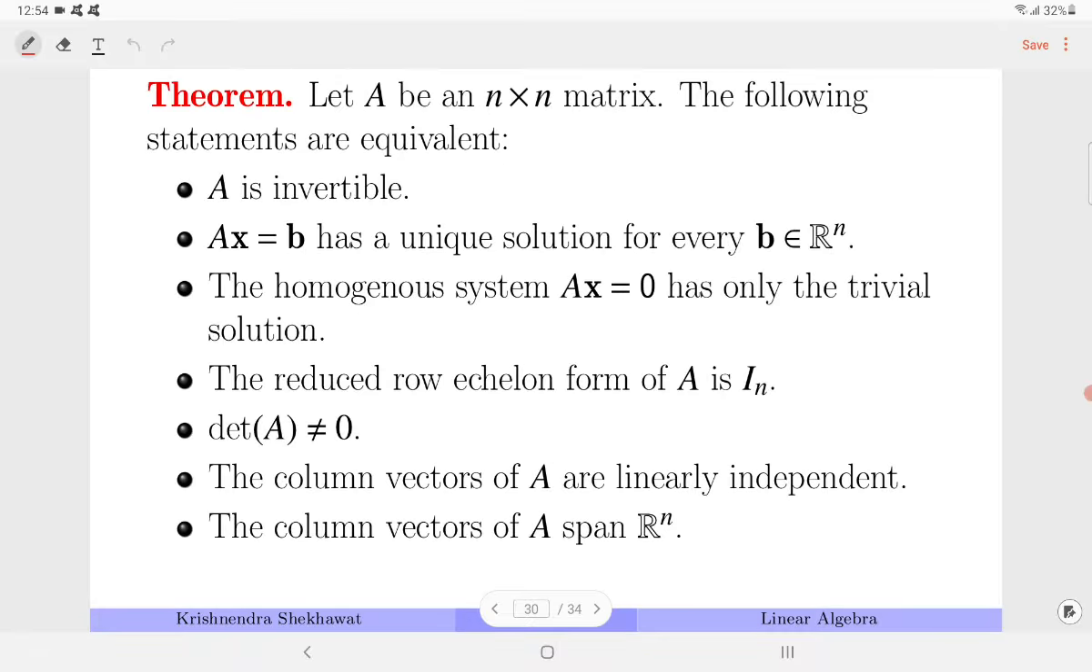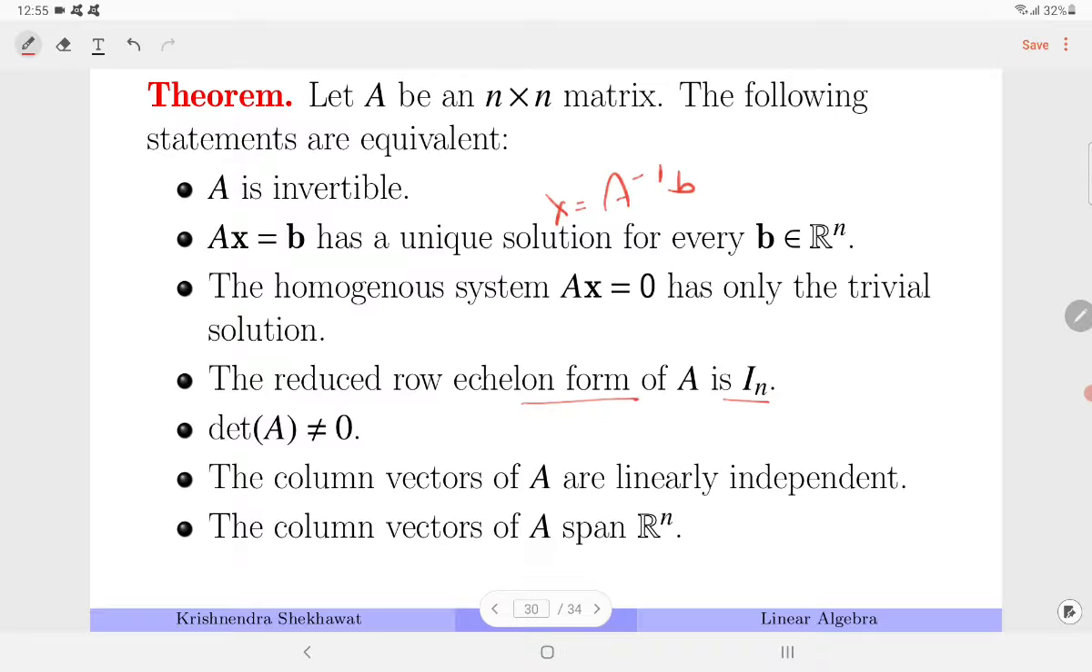This theorem we discussed at the end of the chapter on systems of equations, but now we can elaborate on it. If A is invertible, then Ax equal to B has a unique solution because x is equal to A inverse B. In that case, the homogeneous system has only the trivial solution, because when you consider B equal to 0, you will get x equal to 0.